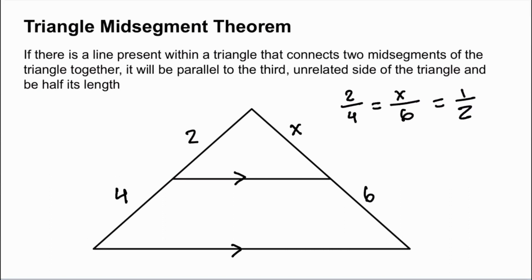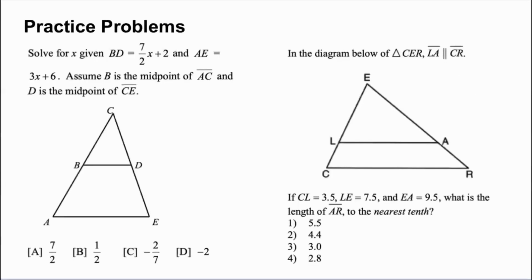So we get that x is equal to 3. And that's really it. The triangle midsegment theorem is just a very special case of the side splitter theorem, and that's really all there is to this. So now for these practice problems.